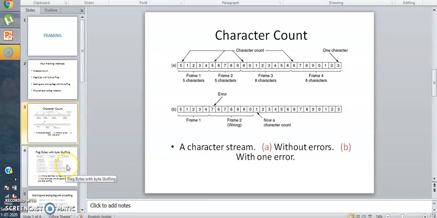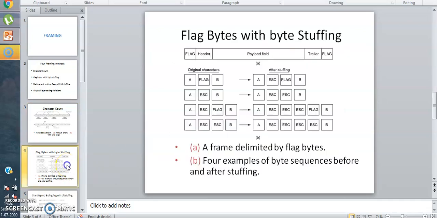Okay, next, coming to the next one, that is flag bytes with byte stuffing. What is this flag byte with byte stuffing?